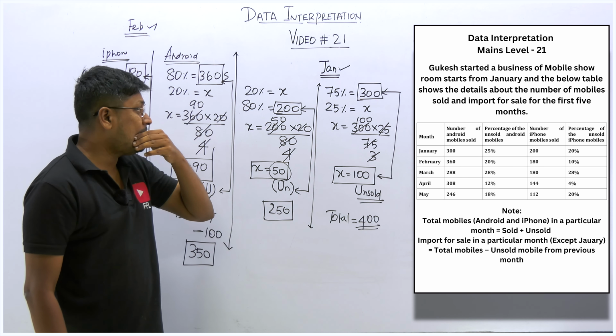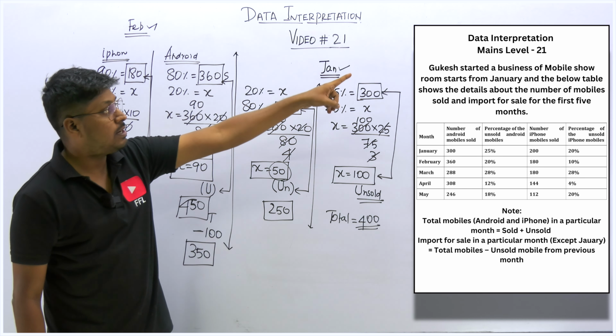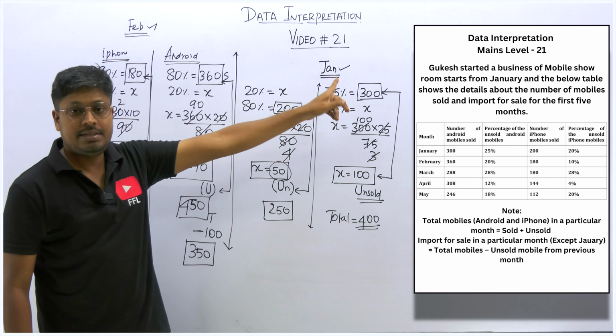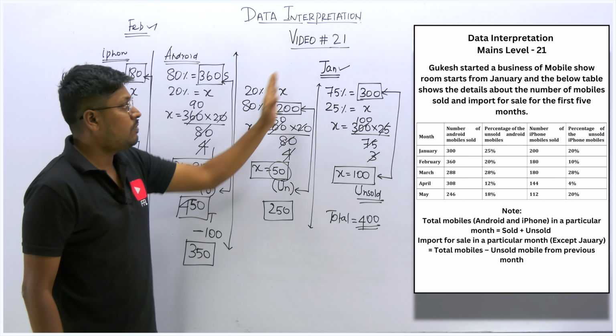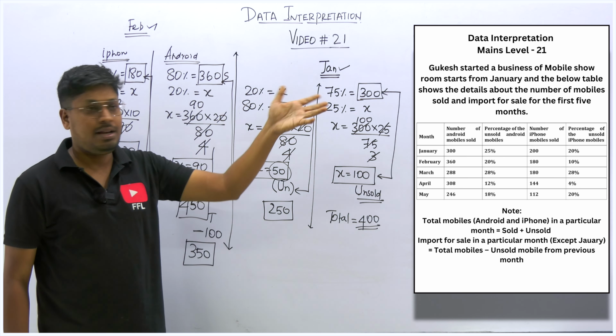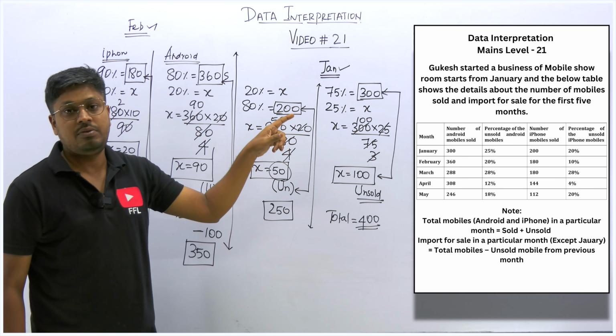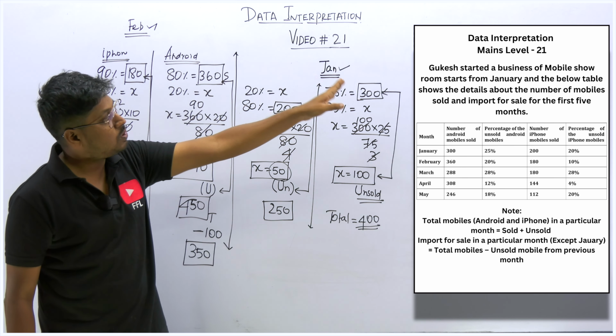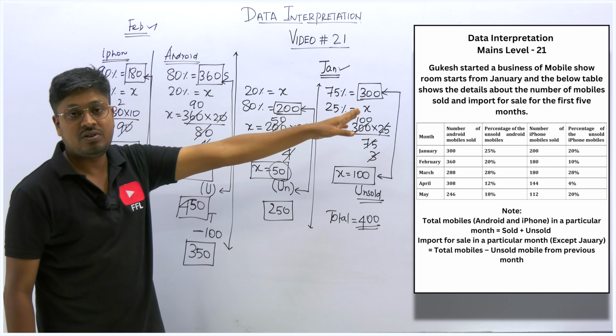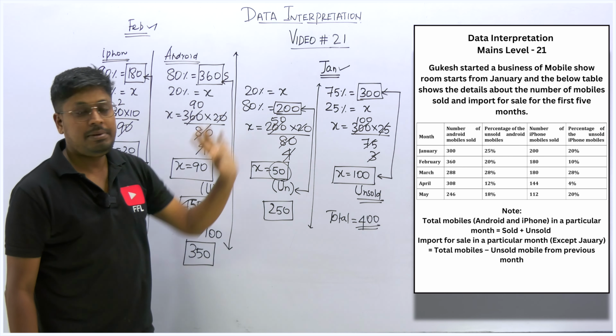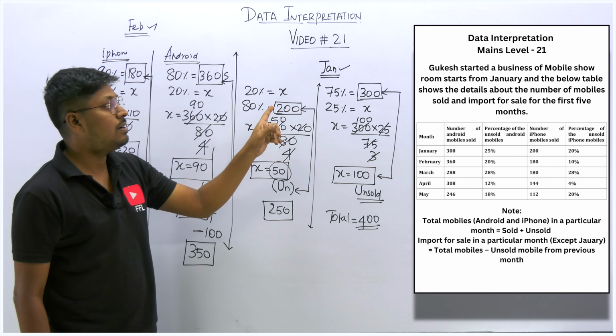Now what I can do is display the table chart after finding all the values for Jan, Feb, April, May, and I will show you the values here. What is the total number of mobile phones which were available, and what is the total number of mobile phones which were imported for sale. All the values I will be giving here, so just cross-check with your answer whether you found it correctly or not.